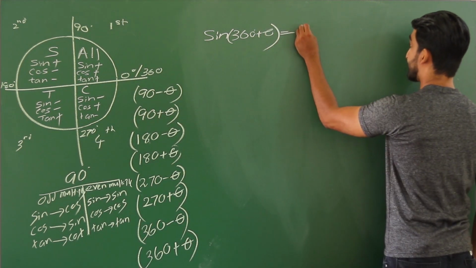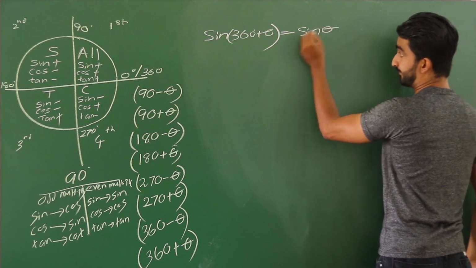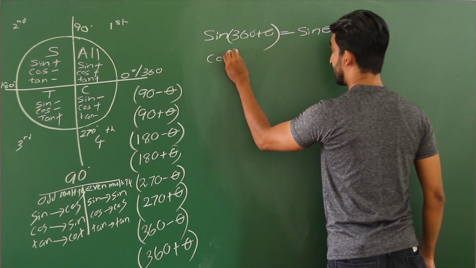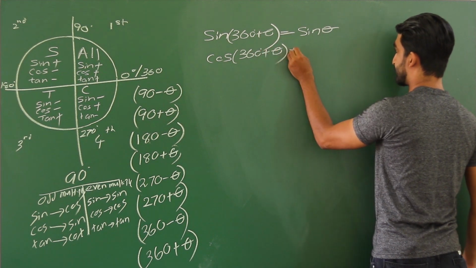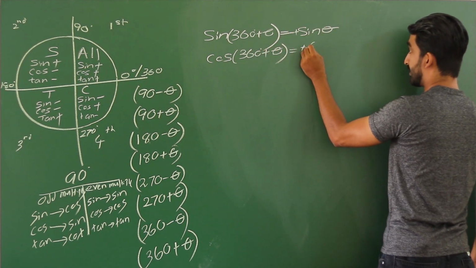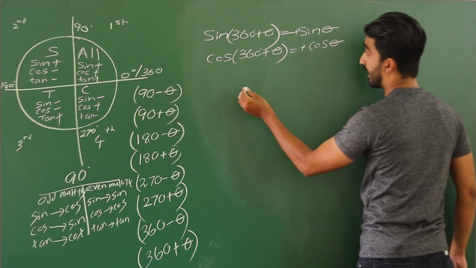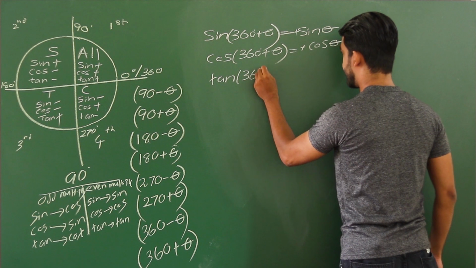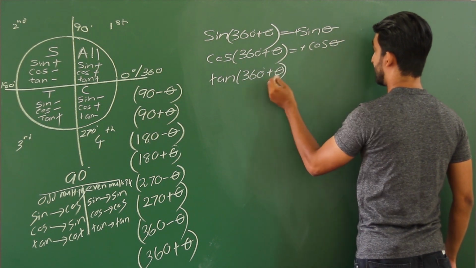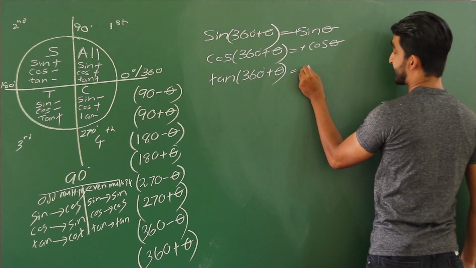360 plus theta will be sine theta, cos 360 plus theta will be cos theta, all are positive, and tan 360 plus theta will be plus tan theta.